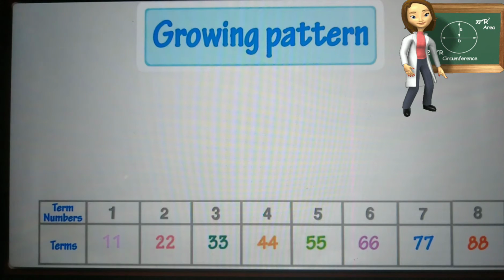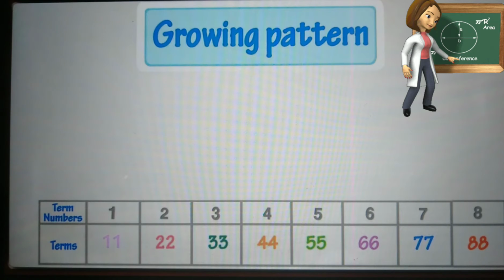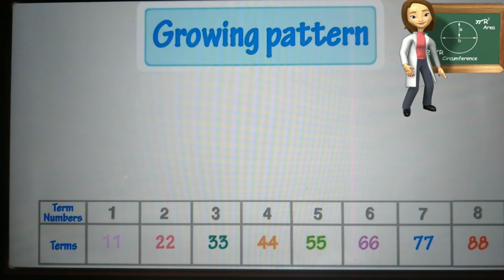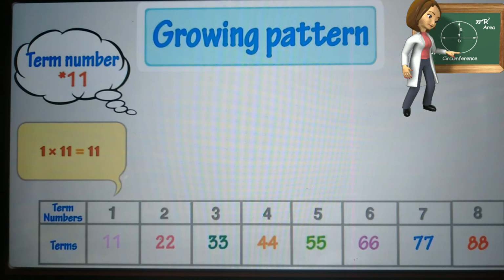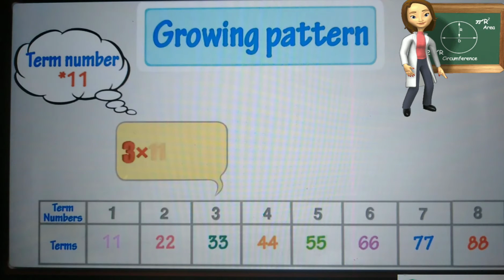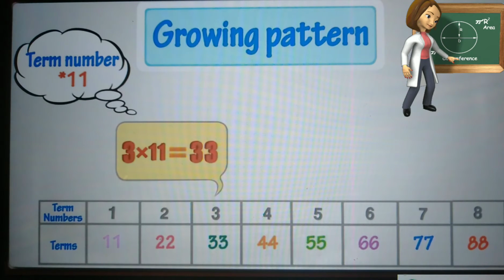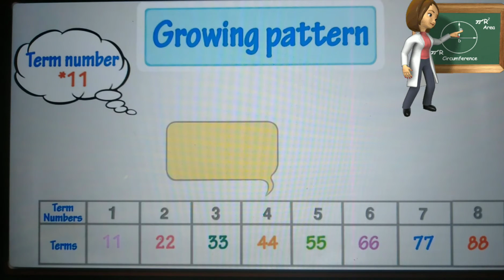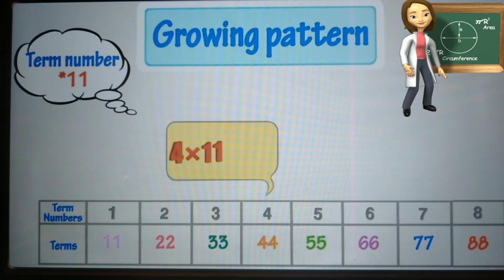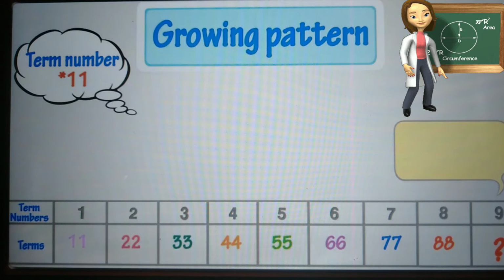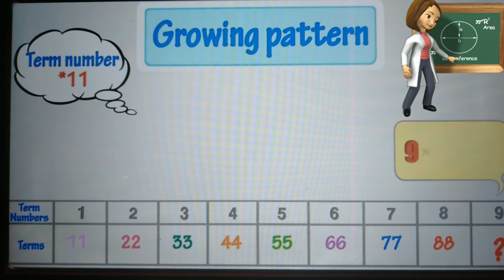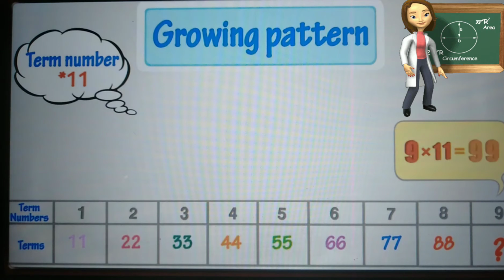There is another way too. Here we can see that every term is the term number multiplied by 11. Like term number 1 is 11 multiplied by 1, that is 11. Term number 3 is 3 multiplied by 11, that is 33. Term 4 is 4 multiplied by 11, that is 44. So, if we have to find out the ninth term, it will be 9 multiplied by 11, which is equal to 99.